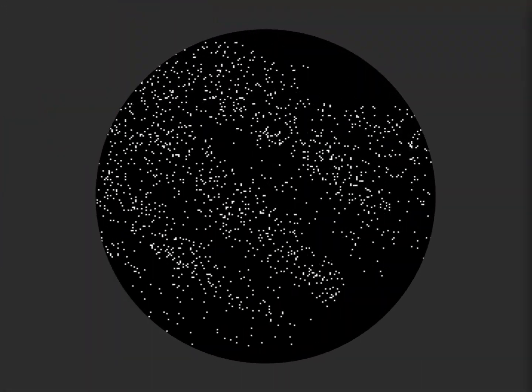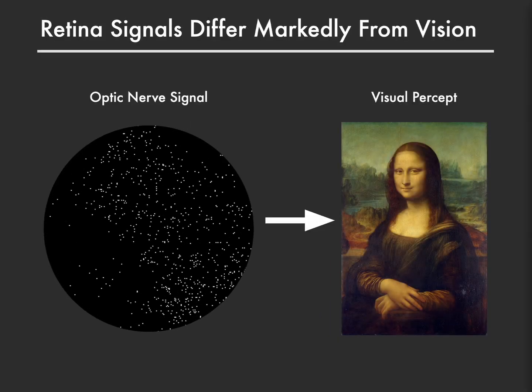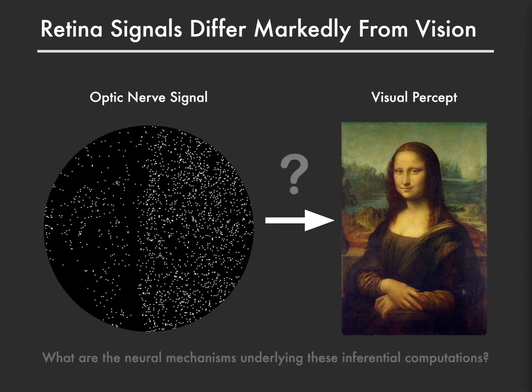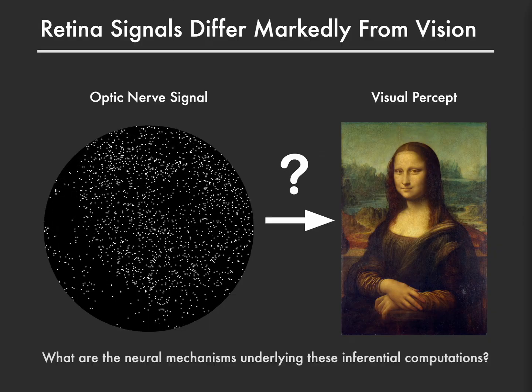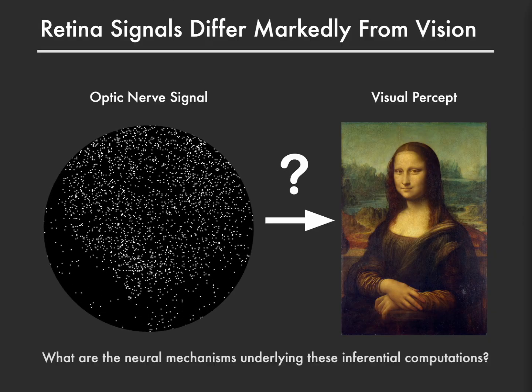So let's stare at this movie for a moment. This is our simulation of optic nerve signals, the only visual signal that our brain receives. Can you tell what you're seeing now? As you've just observed, optic nerve signals that come out of our eye are substantially different from our visual percept. So the question is, what are the neural mechanisms underlying these inferential computations?